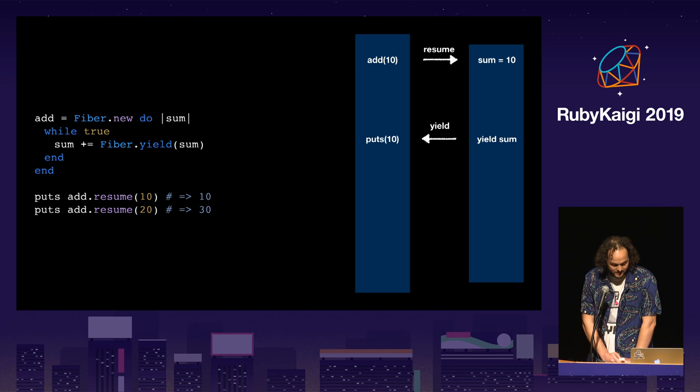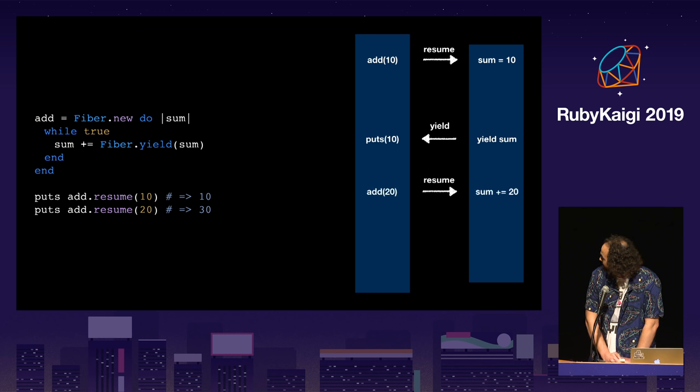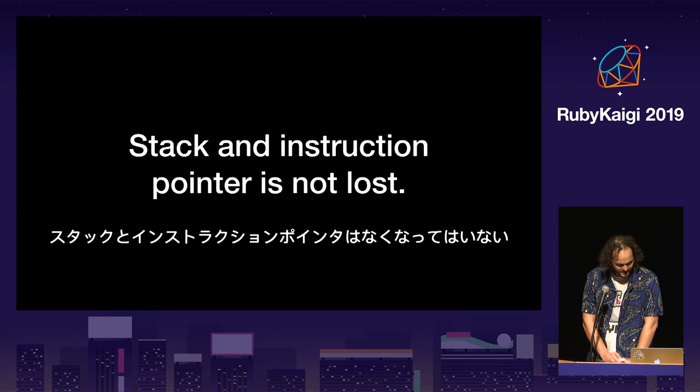The second time we call it, we enter in where we left off, at the fiber.yield statement. And sum accumulates 20 for a total value of 30, which is then returned when we call fiber.yield. And so we print out the value 30. Fibers have their own stack, so the instruction pointer is not lost when transferring between fibers.